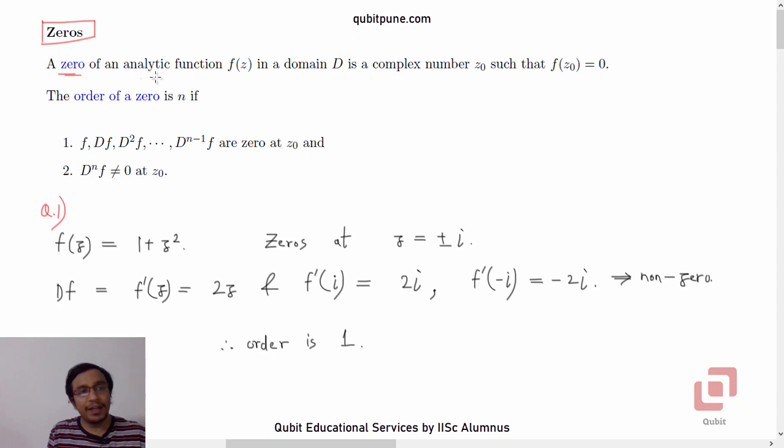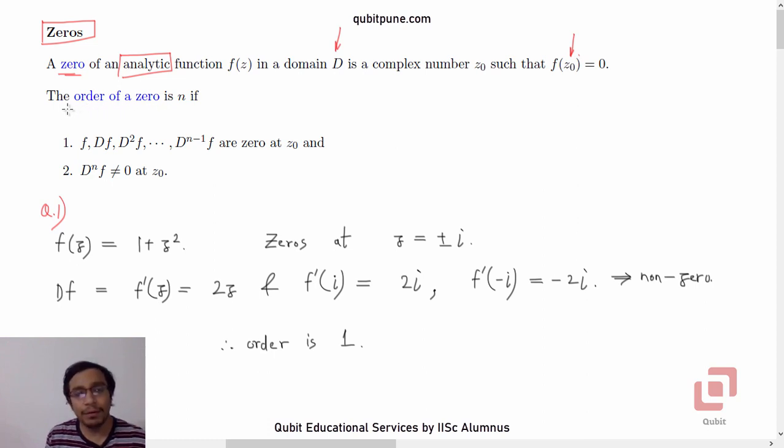Definition: a zero of an analytic function f of z in a domain D is a complex number z naught such that f of z naught is equal to 0. Now the definition of zero is very simple, but we are defining zeros only for analytic functions, so please keep that in mind. So whenever the function becomes 0, the input is called a zero of the function.